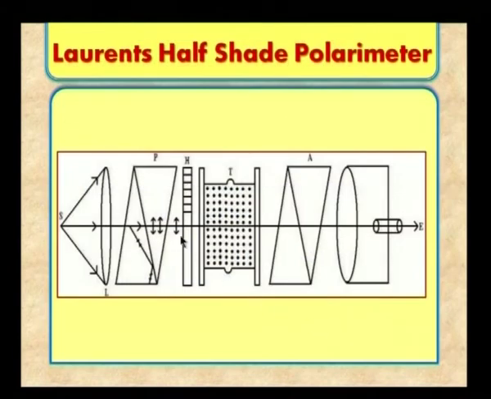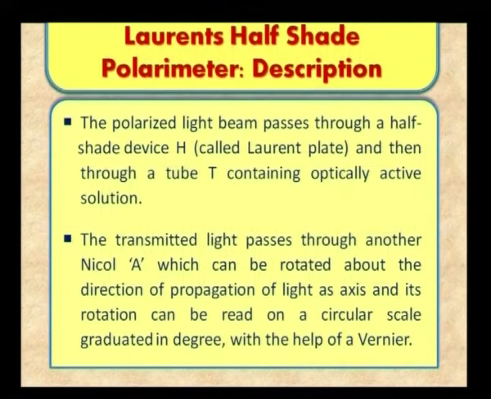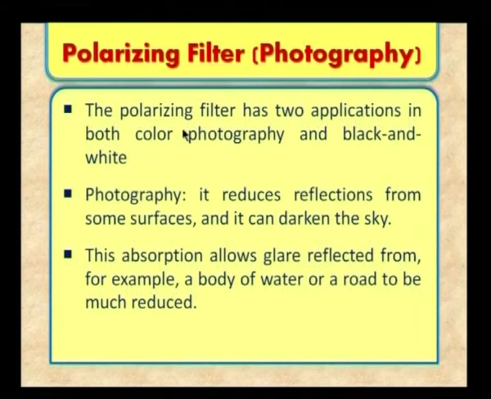The plane polarized light will be rotated by an angle alpha when it is passed through a solution, and then you know what you have to do. You have to rotate the analyzer, so that you get equal darkness or equal brightness. The polarized light beam passes through a half shade device, the Lorentz plate, and then a tube T containing optically active solution. The transmitted light passes through another nickel prism A, which can be rotated about the direction of propagation of light as axis, and its rotation can be read on a circular scale that gives the angle alpha.